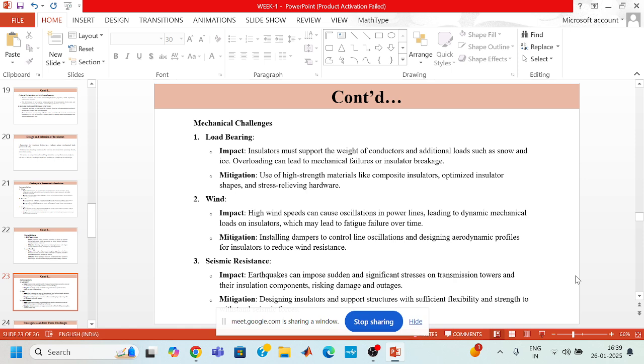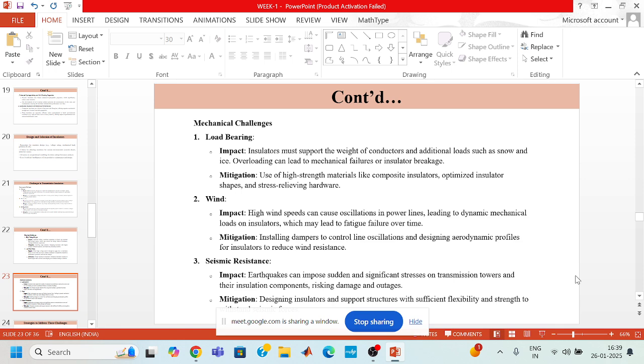Now the next impact is wind. As we all know, high wind speeds can cause oscillations in power lines, leading to dynamic mechanical loads on insulators, which may lead to fatigue failure over time. By installing dampers to control line oscillations and designing aerodynamic profiles for insulators, we reduce wind resistance and overcome the impact of mechanical challenges.